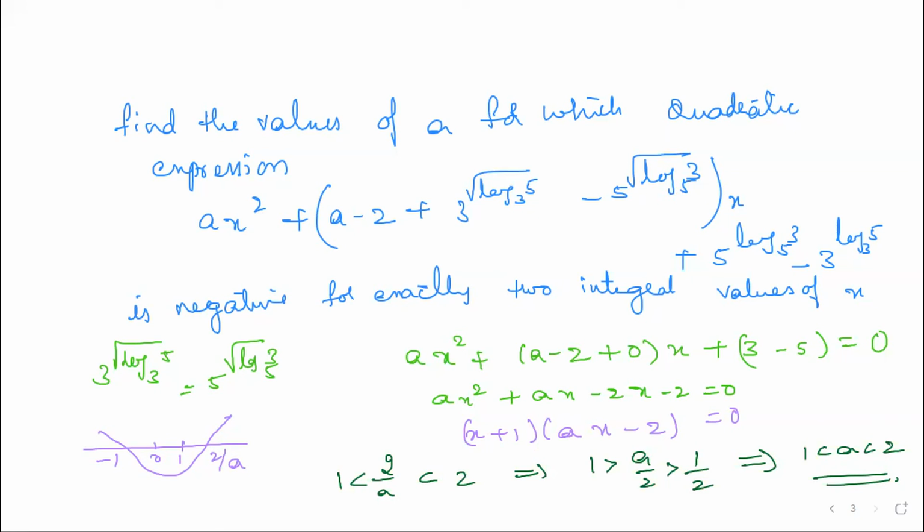Since the quadratic expression is negative for exactly two integral values of x, and we also got one of the roots as minus 1, after minus 1 there will be two integers, that is 0 and 1. The other root becomes 2 by a here. So now 2 by a should be more than 1 and less than 2. 2 by a cannot be very far from 1. If it is far, I will have more than two integral values between the roots, which will deviate from the question. I hope this explanation is clear to you.